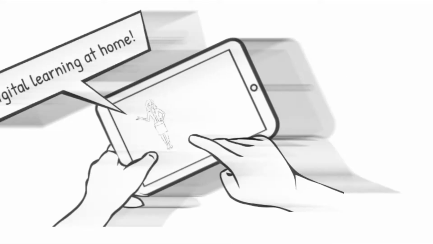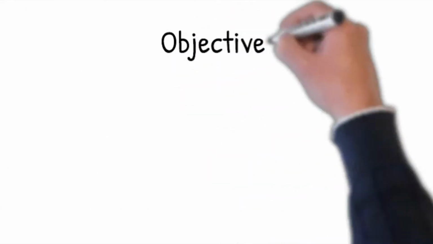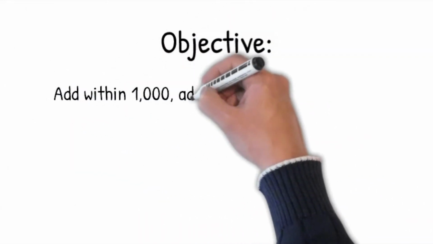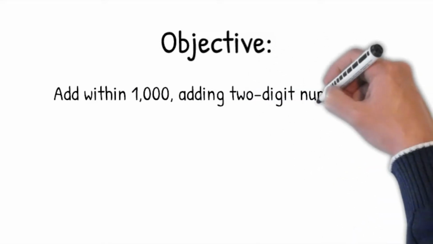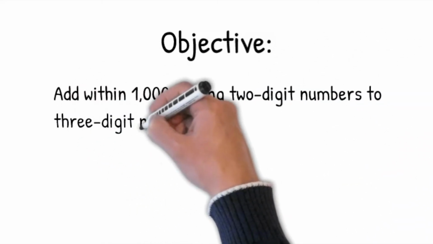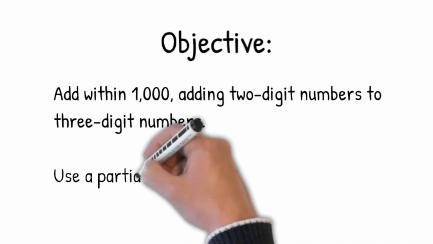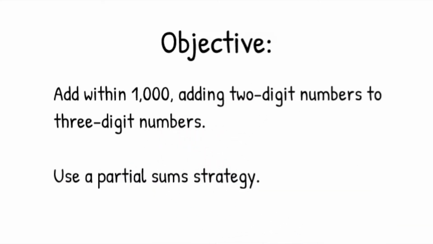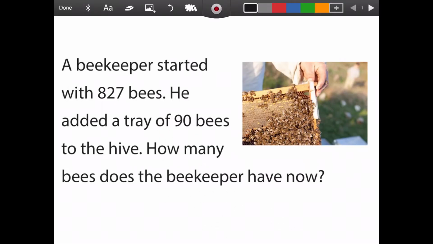Look at that. Today's objective is that we are going to add within 1,000, adding 2-digit numbers to 3-digit numbers. And we are going to use a partial sums strategy. All right, so our problem says a beekeeper started with 827 bees. He added a tray of 90 bees to the hive. How many bees does the beekeeper have now?